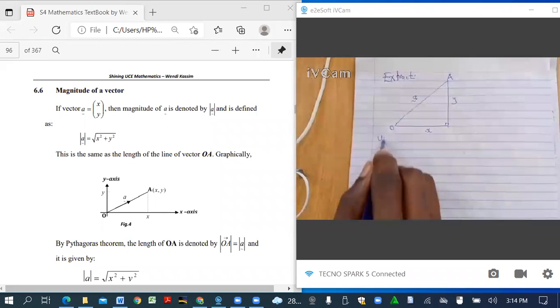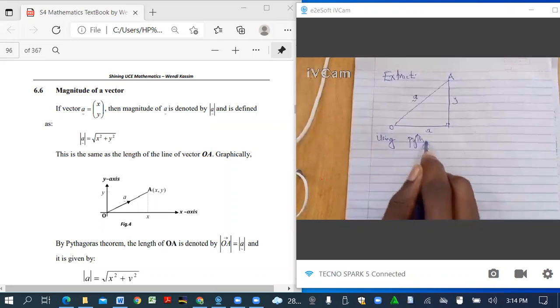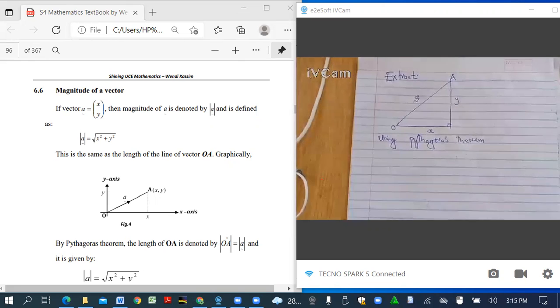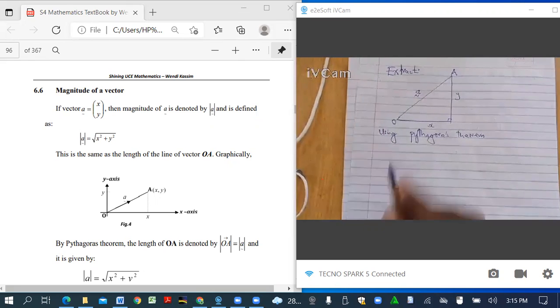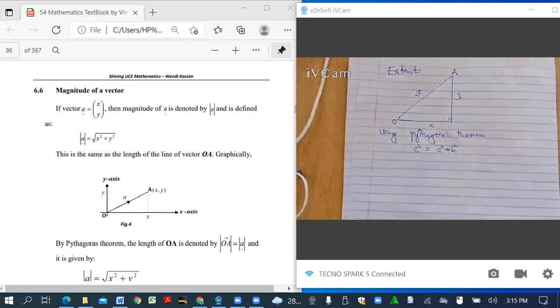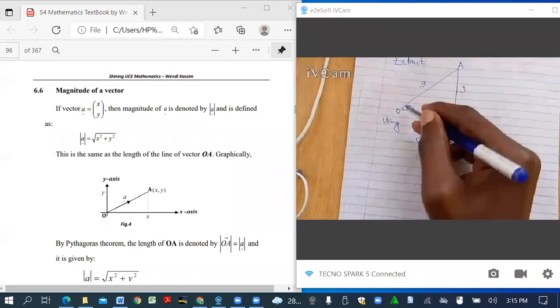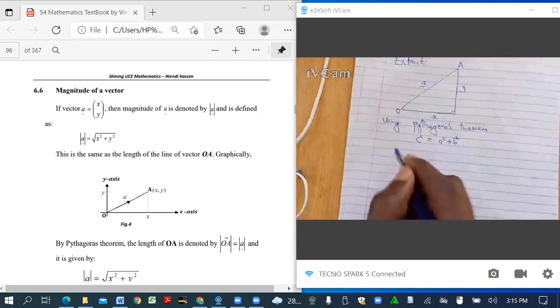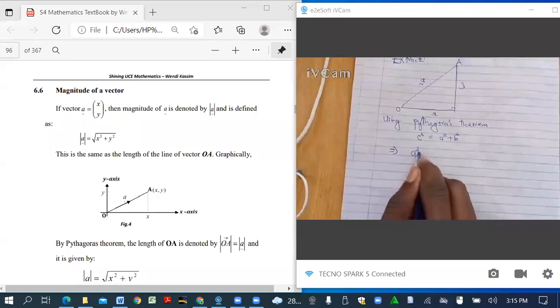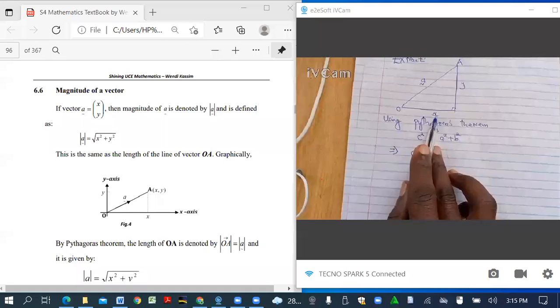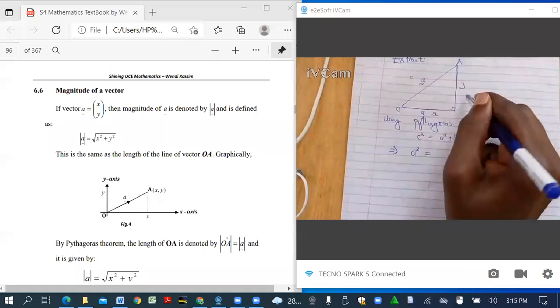Then using Pythagoras theorem, which is defined by c squared equals a squared plus b squared. C is the longest side of a triangle, which is represented by a. So we are going to take this one as our a, this is c, this is a, this is b.